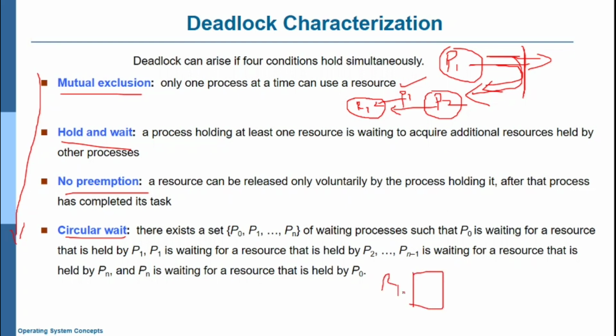See here, R1 will have two instances. These two instances will be held by process P1, and process P2 cannot hold them. It can request, but it cannot hold these R1 instances. It has to wait in the queue. Then the deadlock won't occur.